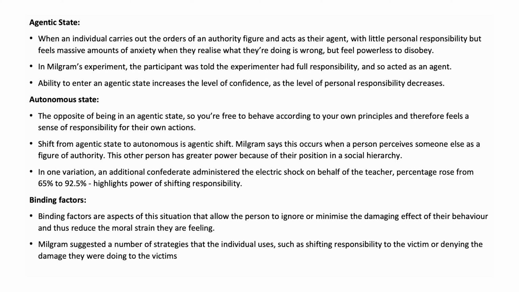And then we move on to something called binding factors. Binding factors are aspects of the situation that allow the person to ignore or minimise the damaging effect of their behaviour and thus reduce the moral strain that they feel. Milgram suggested a number of strategies that the individual uses, such as shifting responsibility to the victim or denying the damage that they were doing. So these binding factors allow someone to fully integrate in the agentic state and help decrease that level of personal responsibility because they do not feel blame for their actions. They have shifted that away from themselves and onto a different aspect of the situation. So this is all the core knowledge that you need to know for agentic state.